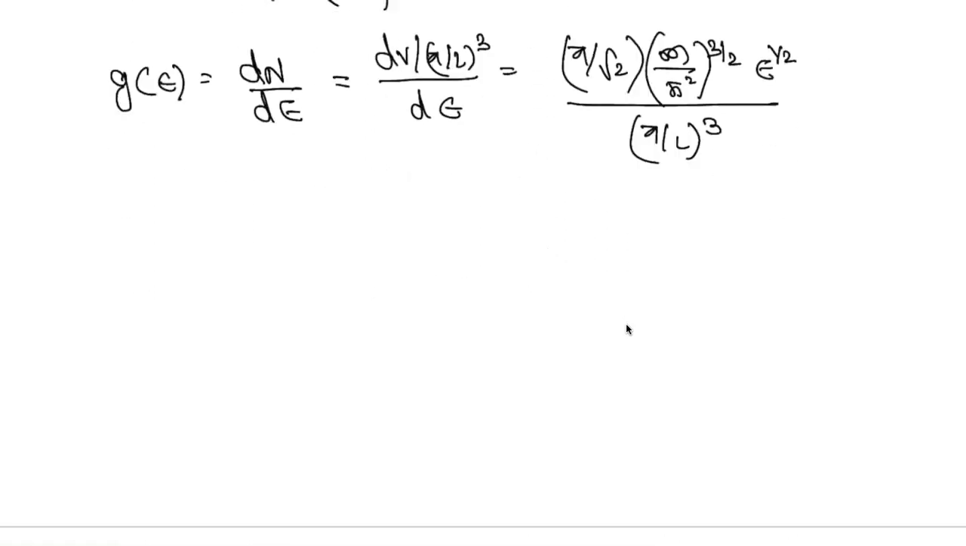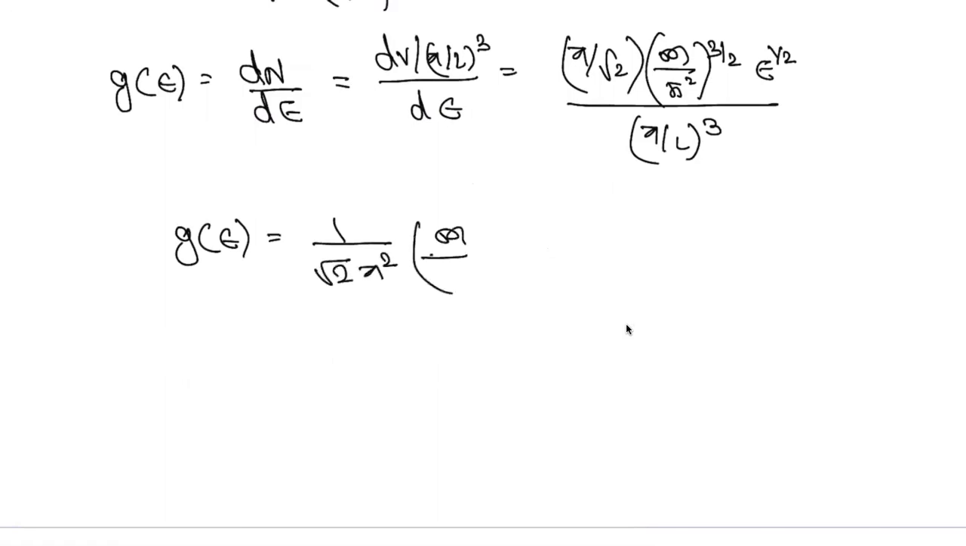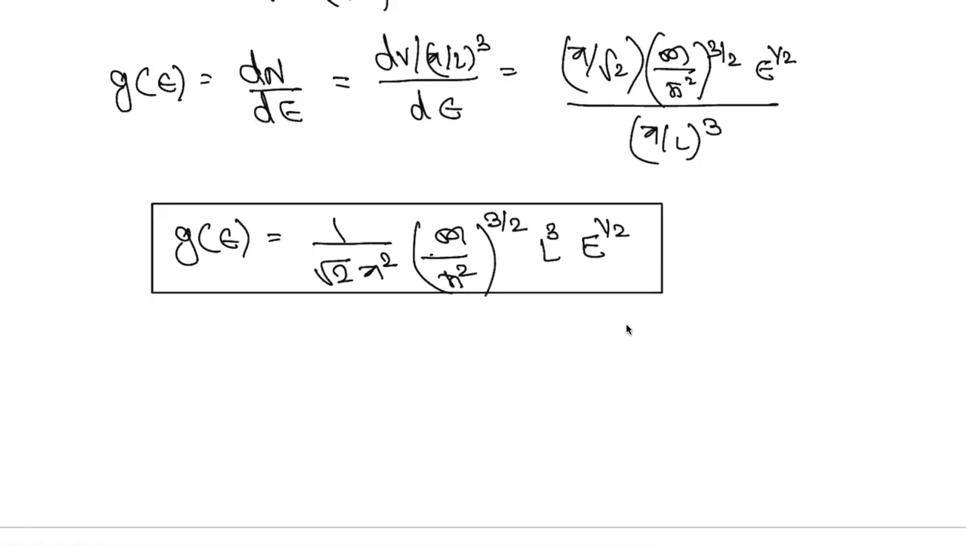So we will have ge equal to 1/(root 2 pi²), (m/h²) 3/2, right? This becomes L cube. L cube we can write as volume also, E half, right? Simply L cube is volume. You can write simply volume also, right? Also sometimes we write density of state as a volume, so density of state per volume also we write, so E to the power half. This is very important, right?